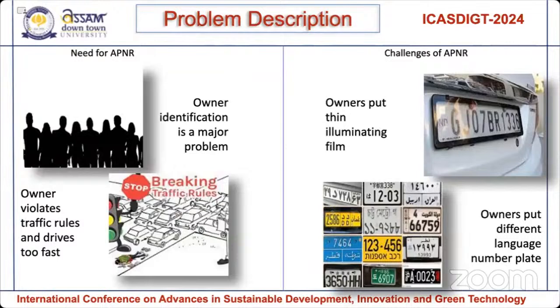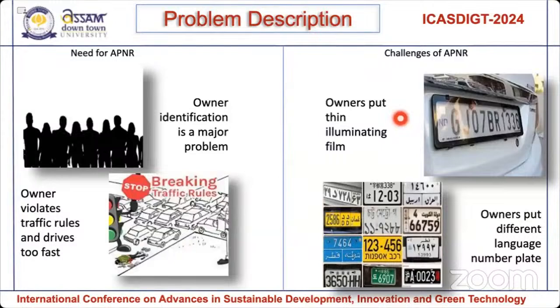The problem description is why we need this automatic number plate recognition system. As a result of the increase in vehicles, the authorities have difficulty in identifying the vehicles. And the second reason could be that the owners drive too fast for the authorities to identify them.